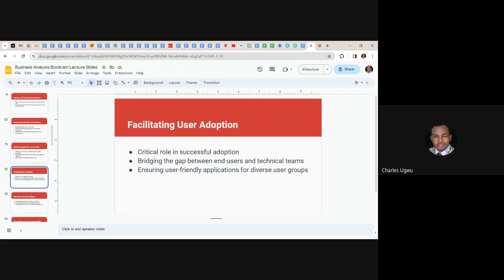When you are trying to implement a new solution for your organization as a business analyst, you are going to receive a lot of kickback. Not everybody is going to support you.